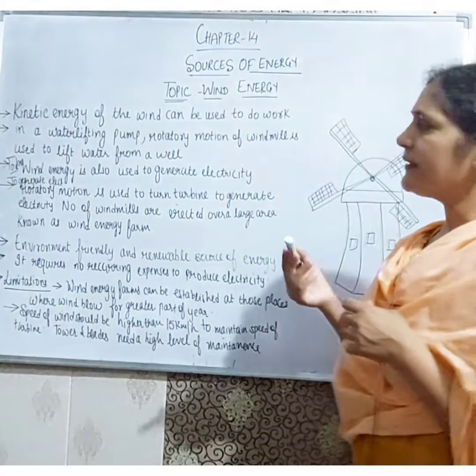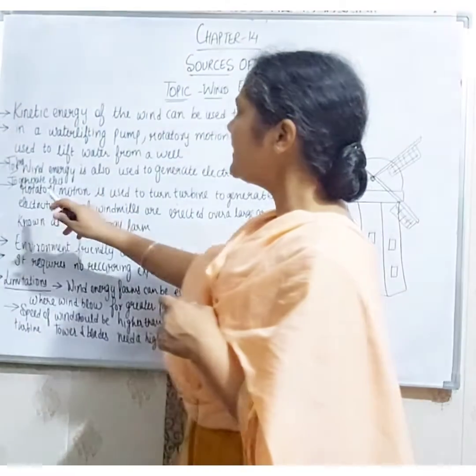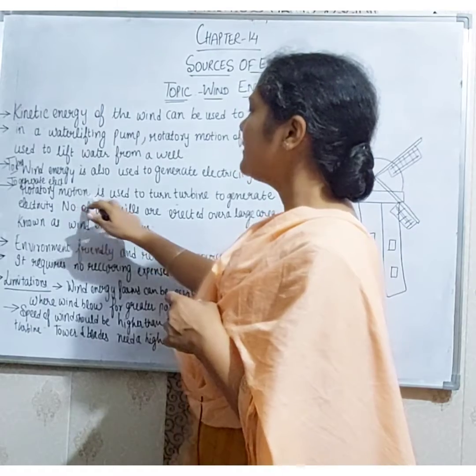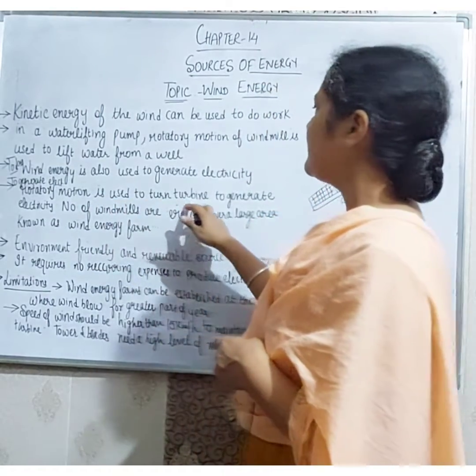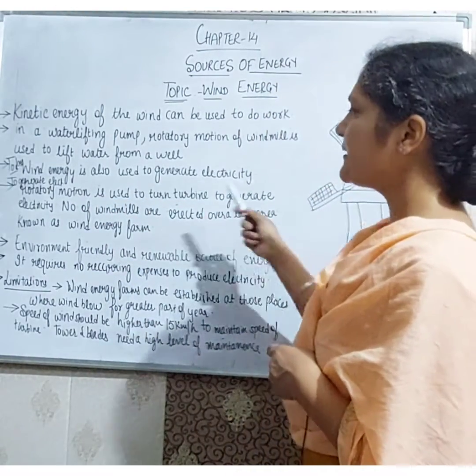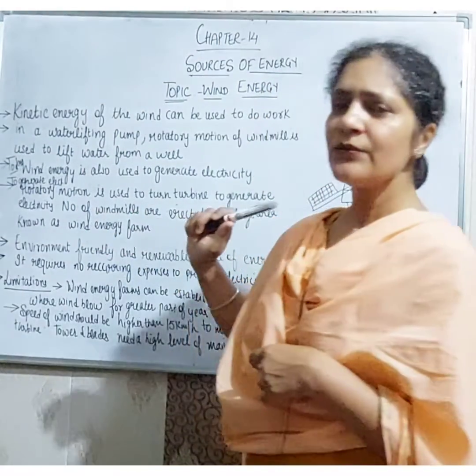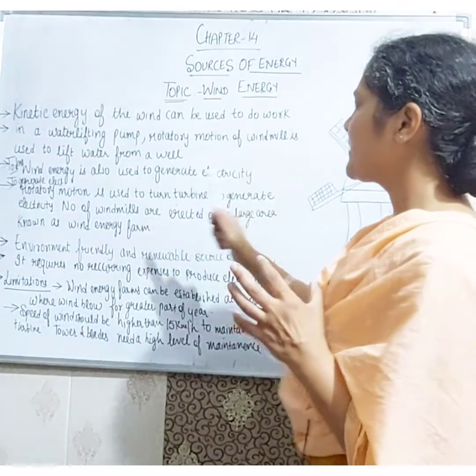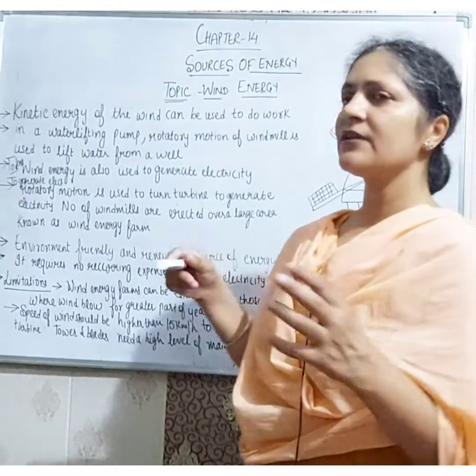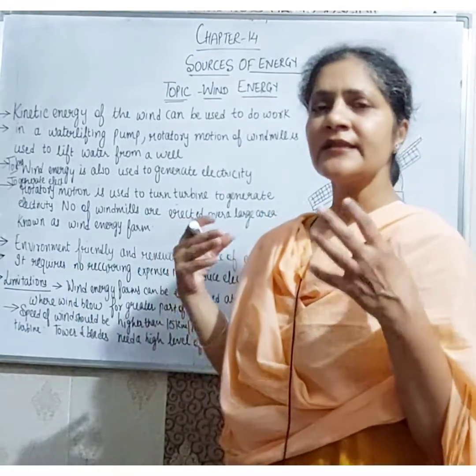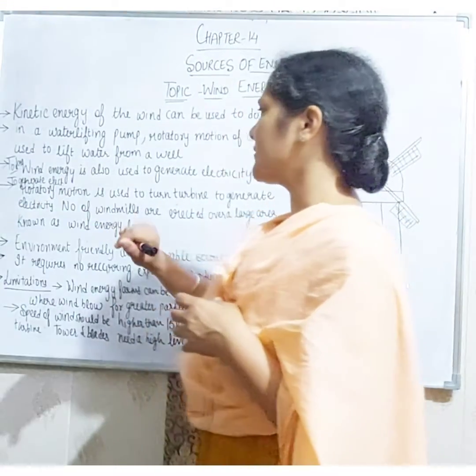Now what is done here to generate electricity? The rotatory motion is used to turn a turbine to generate electricity. Right students, our purpose is to turn the turbine to generate electricity. It is done by the rotatory motion.